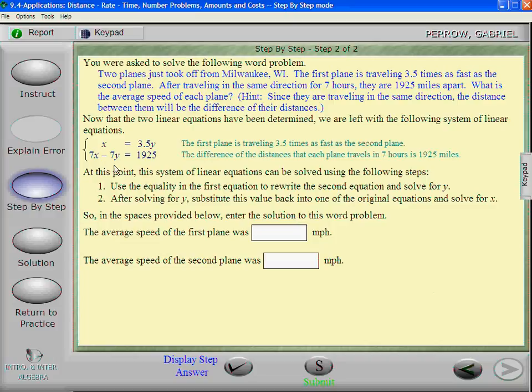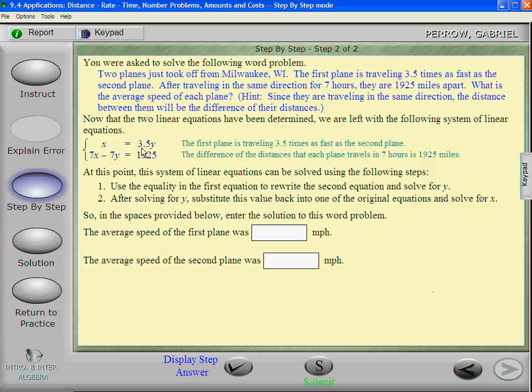And I'm sure with this particular one that the fastest way or the easiest way to solve this is to say if x equals 3.5y, I could actually make a substitution in for x of 3.5y and then just work it out. Okay, so let me work that out on paper quick and I'll let you know what I get.